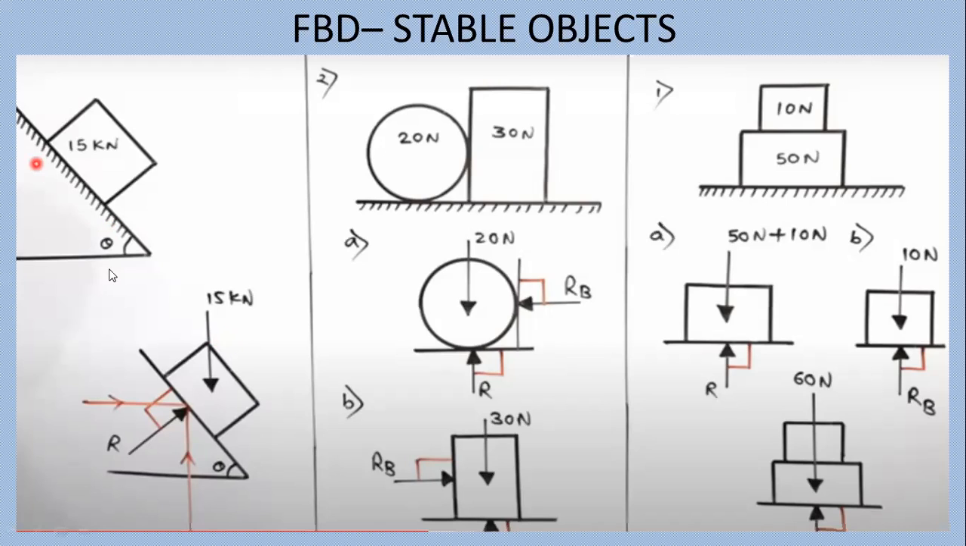Now if friction is there, then we can also show the friction. If friction is not there, you don't need to show it. If friction is there, you can show the friction like this, because the body tends to move downward. So therefore friction will always be opposite in the direction of the motion of the body.